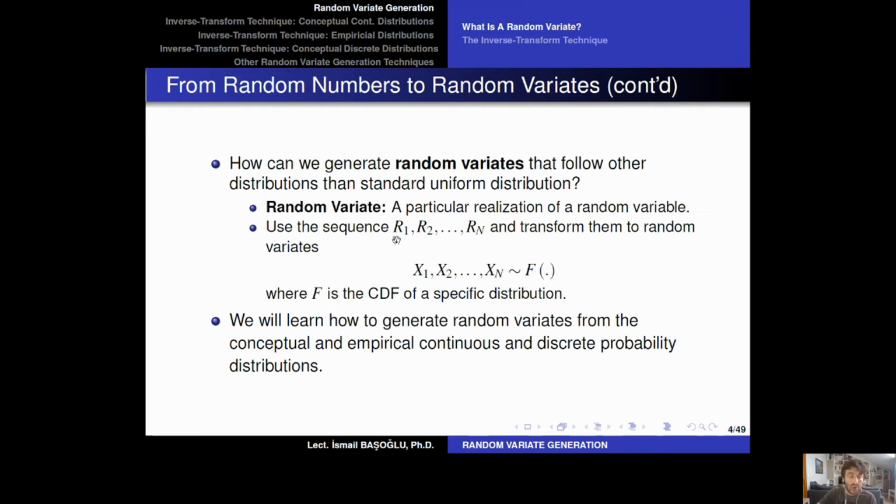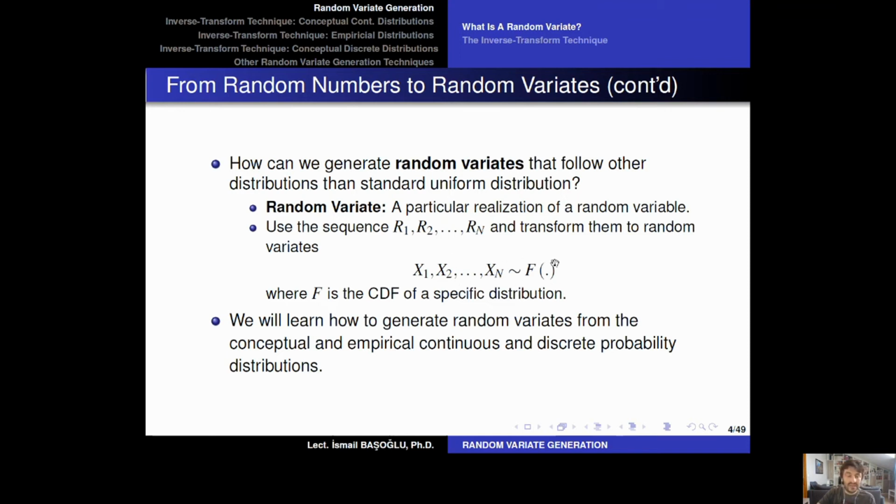So we are going to use the pseudo-random number sequences and transform them to random variates such as x1, x2, and x3. So we have n random numbers. All of them will be converted into random variates which follow a specific distribution, and that specific distribution is defined by its cumulative distribution function. So this capital F here means the cumulative distribution function of that specific distribution, and this sign here indicates that these random variates are following that distribution.